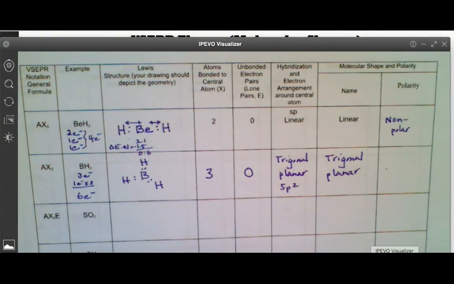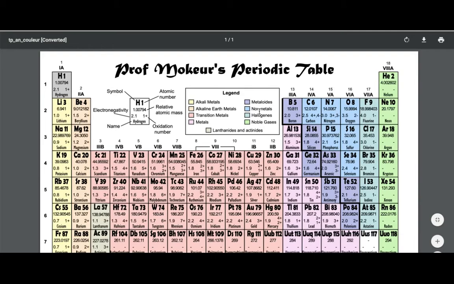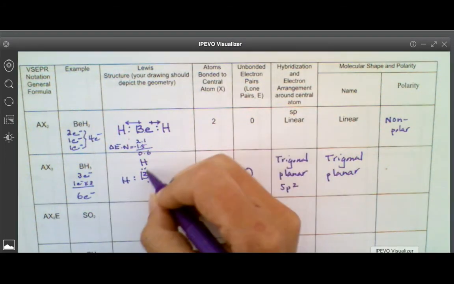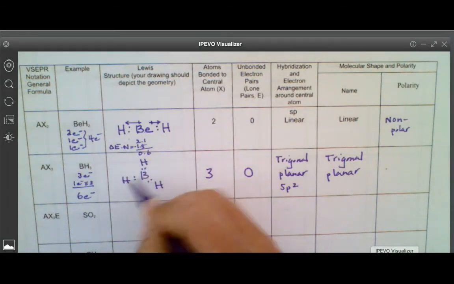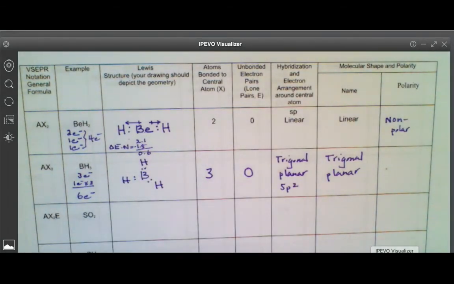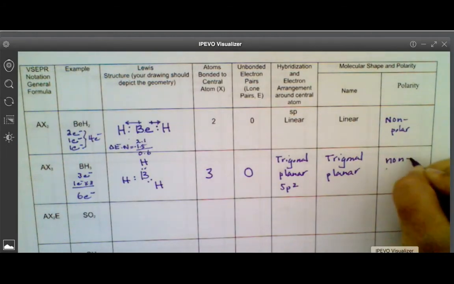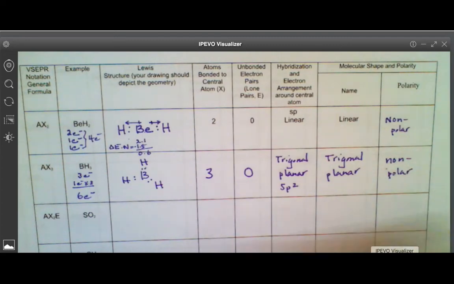When I'm looking at the polarity of my molecule, again, I want to go back and take a look at my periodic table. I see that boron is 2, hydrogen is 2.1. When I subtract those two, what I would find is that each of these would be a non-polar bond. Non-polar bonds between each atom always results in a non-polar molecule. I can also see that because it's a symmetrical molecule, so there's no pull in either direction and there's symmetry there. So overall, the molecule is non-polar.